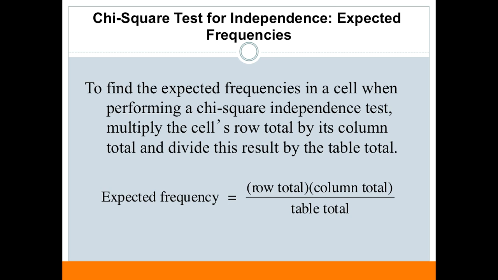Now, in order to compute the expected frequencies in a certain cell, all you really need to do is multiply the row total by the column total and divide by the table total. Now, I'm going to show you how to do this by hand. It's not very difficult at all. It's just multiplying and dividing. But you can also get these values in StatCrunch, so I'll show you that when we get to it too.